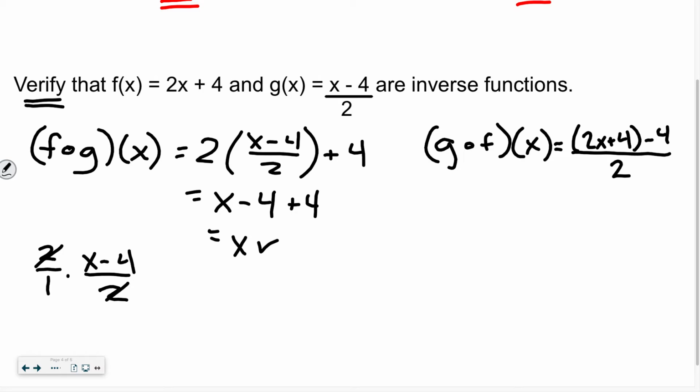They're all in the numerator, right? Plus 4 minus 4 is 0, so that's 2x over 2, and then 1x, which is just x. Boom. Yeah, so they're inverses.